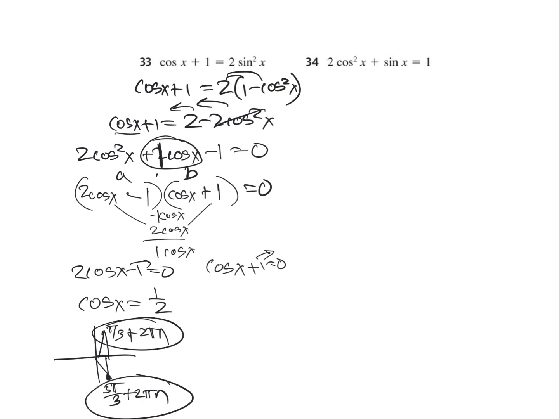Second part, subtract 1, cosine of x equals negative 1. So where's x negative 1? Right here at pi. So that's pi plus 2 pi n.